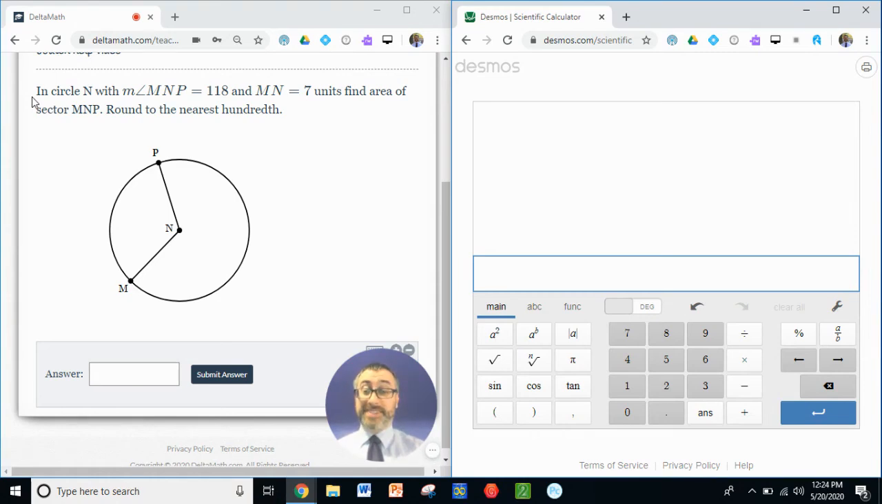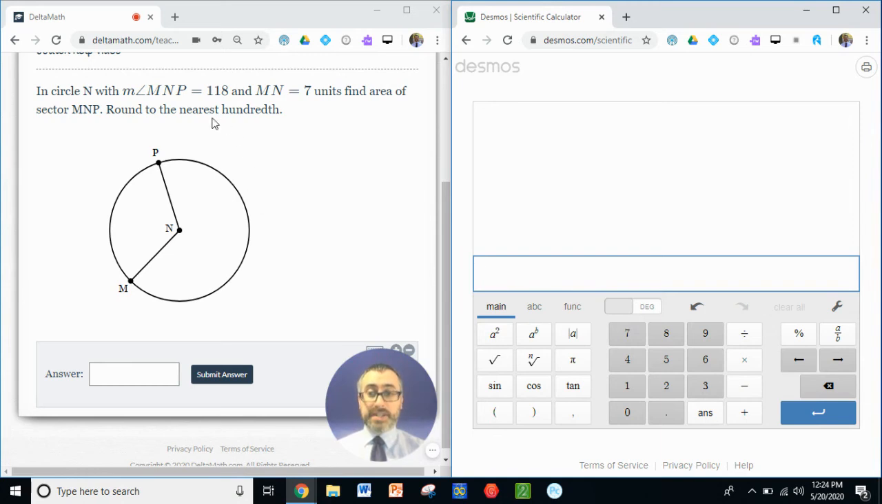Okay, let's read. In circle N, with measure of angle MNP equal to 118 and MN equal to 7 units, find the area of sector MNP. Round to the nearest hundredth. Well, let's just follow that same procedure. We're looking for the area of this sector, which is part of the area of the whole circle. So we're going to use the idea of part of the whole.